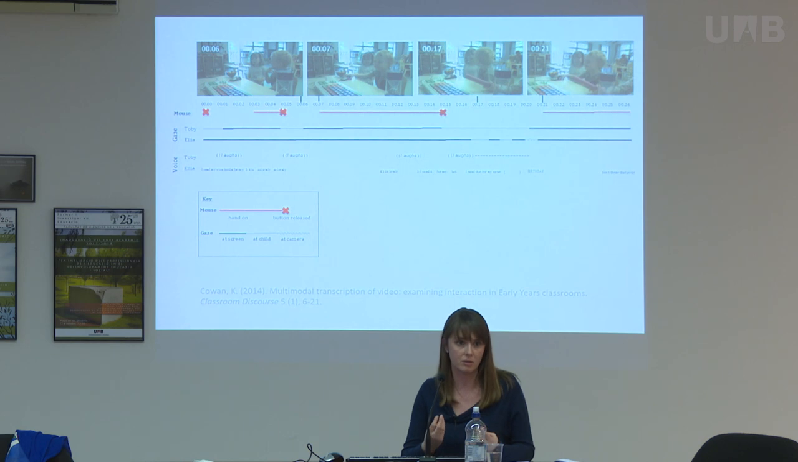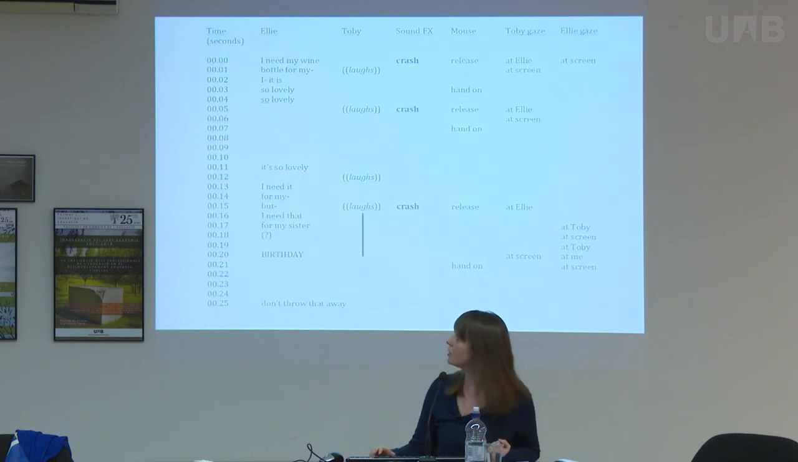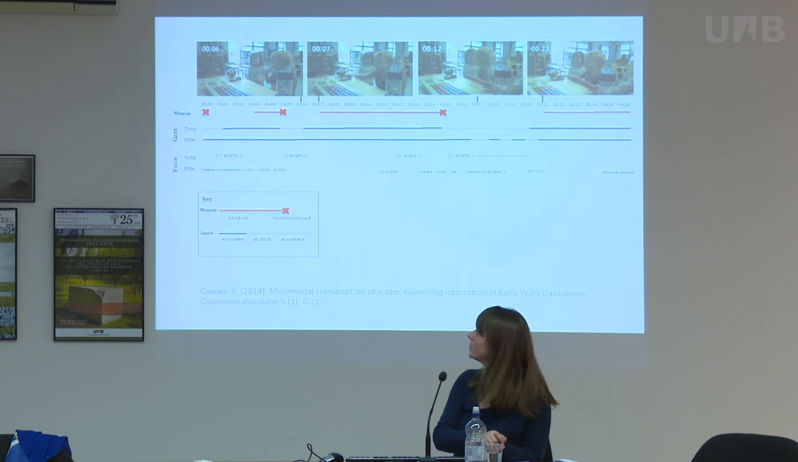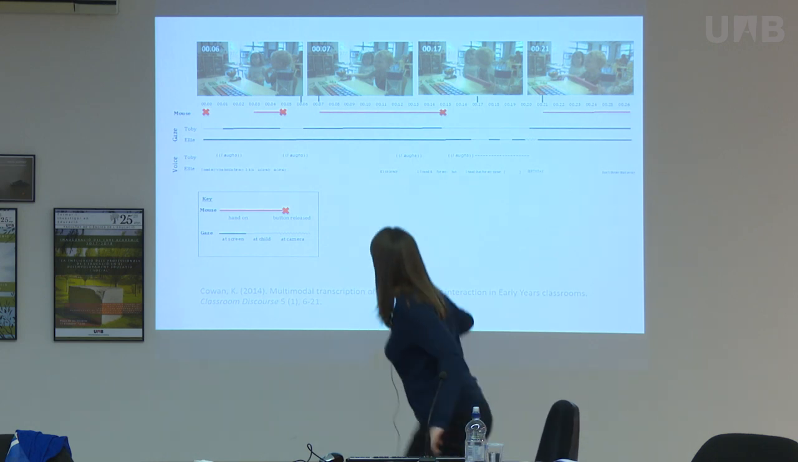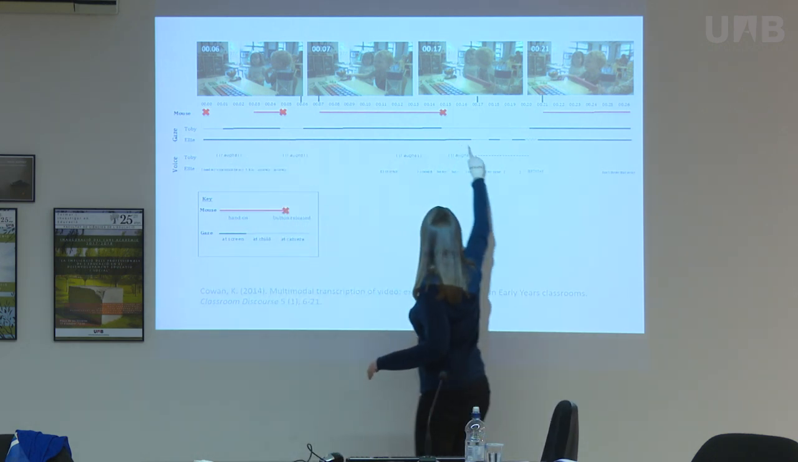And through that, I noticed some patterns to the interaction that I hadn't noticed when it was in these other forms. One of them was that the little boy Toby would release the mouse, then he would turn to look at Ellie, and then he would laugh. And he does this several times. Releases the mouse, turns to look at Ellie, laughs. It makes these little diagonal patterns that repeat.